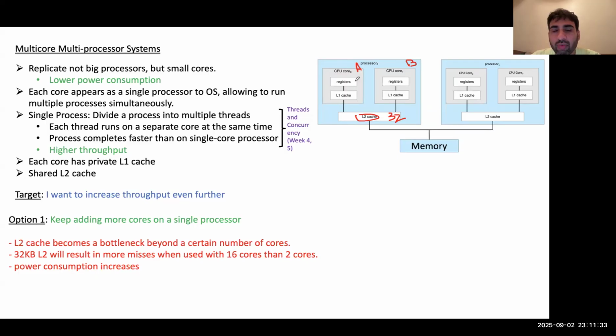Now let's say the data set which is operated on by process A is 16 kilobytes, and the data set which is operated on by B is 16 kilobytes. So both of them perfectly fit in a 32 kilobyte cache, right?